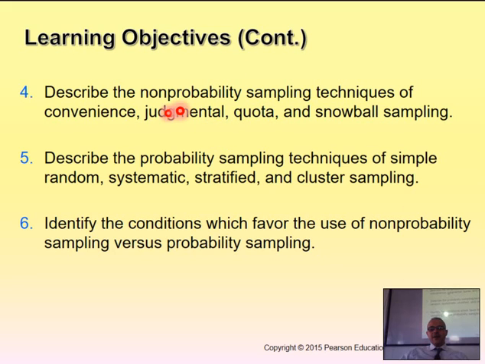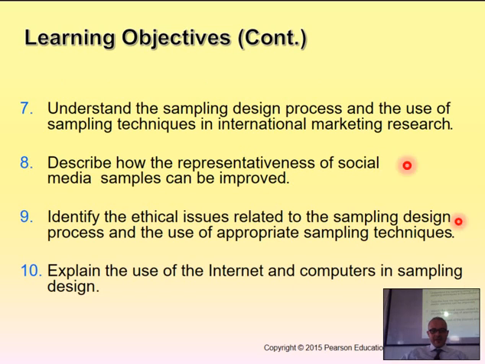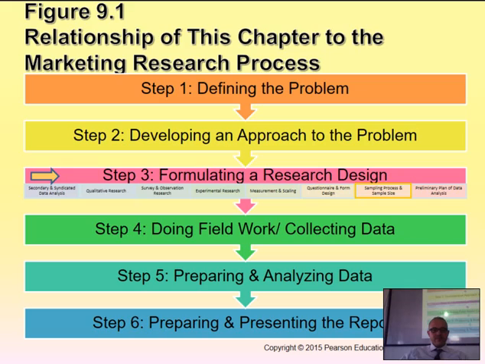And then we'll talk about the different types of non-probability sampling techniques: convenience, judgmental, quota, and snowball sampling. So we'll look into each one of these, and we need to understand what each one is and how you do it. And then the random, systematic, stratified and cluster sampling. And then we will identify conditions that favor the use of non-probability over probability. And then we will look at international research, social media, ethical issues, and the use of the internet.